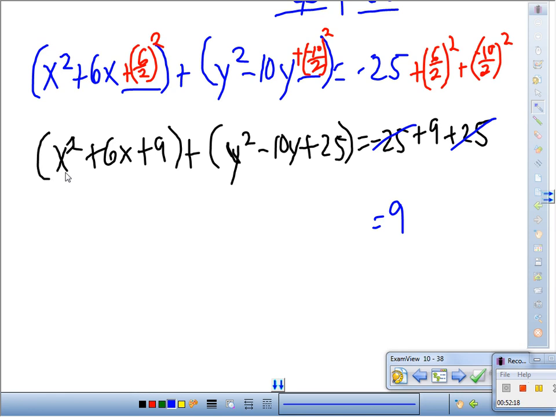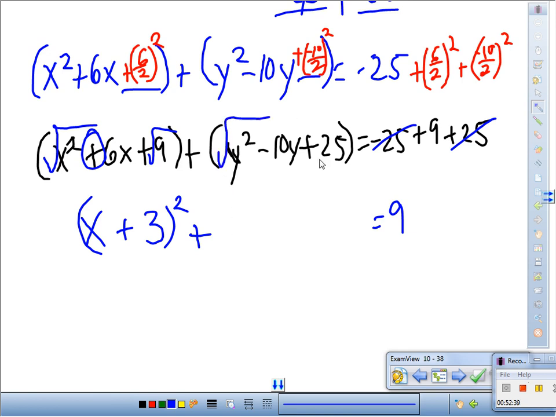Since we know they are what? Perfect square trinomials, we can use the shortcut, which is square root and square root. So this is x, 3. What is the sign of the middle term? Positive, and we write that squared. Plus square root, that's y and 5. Sign of the middle is a negative, and we write that squared. Do we have our standard form? Yes. Can we find our center now? Yes.